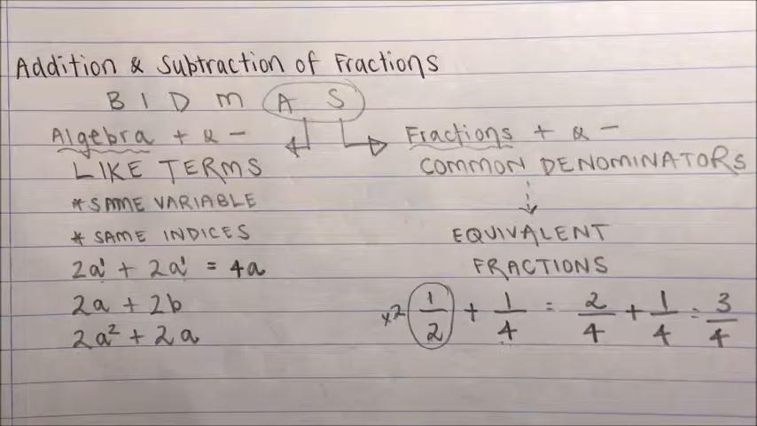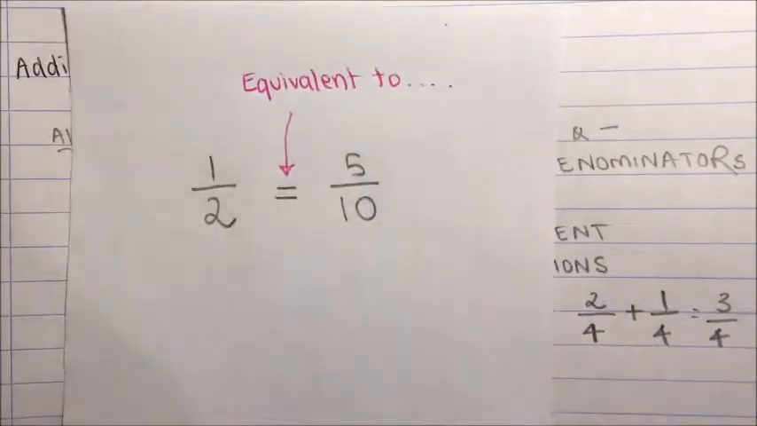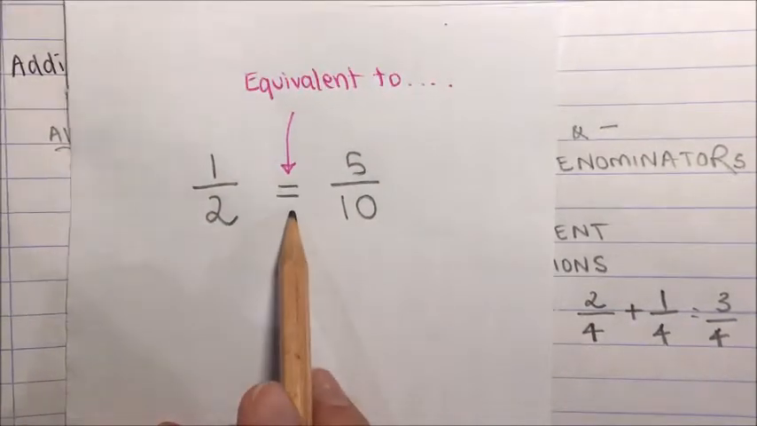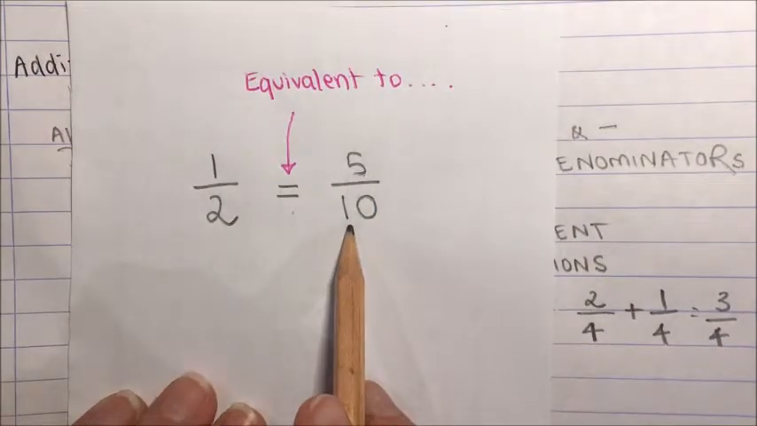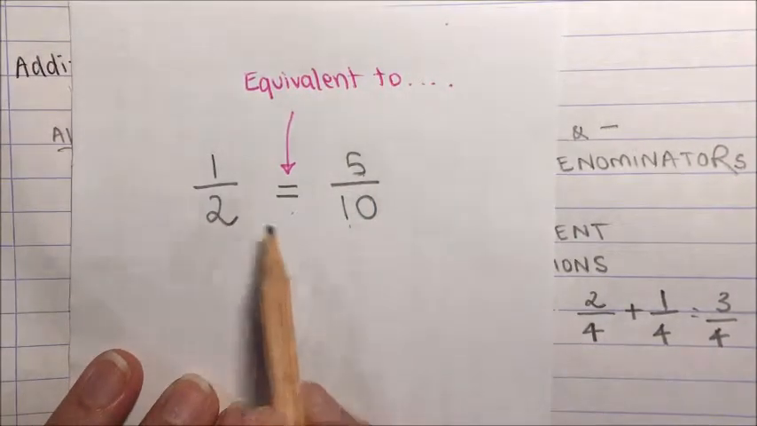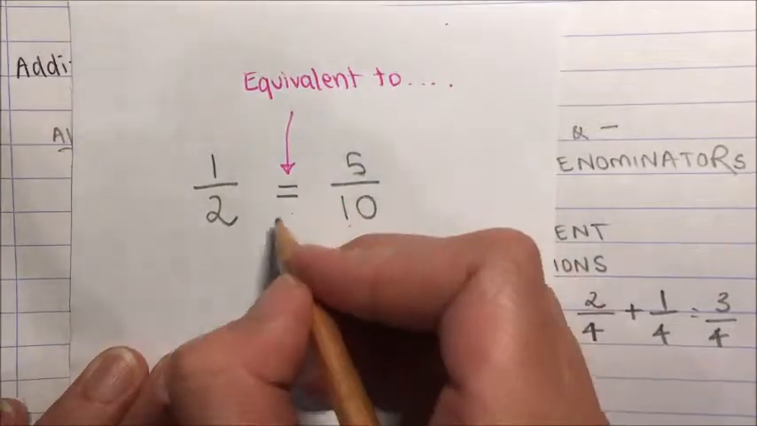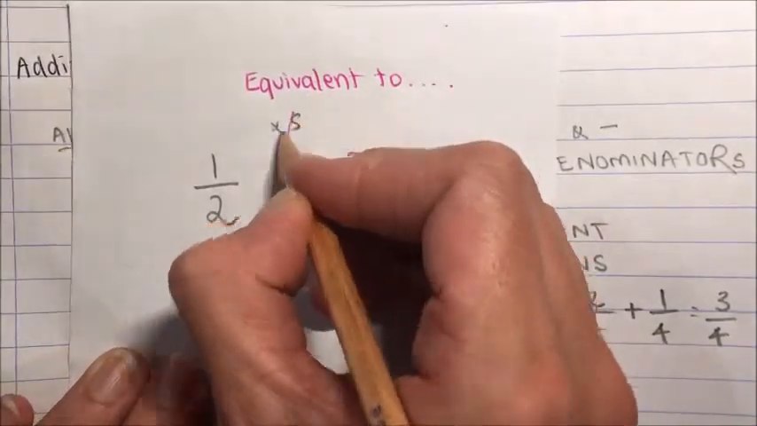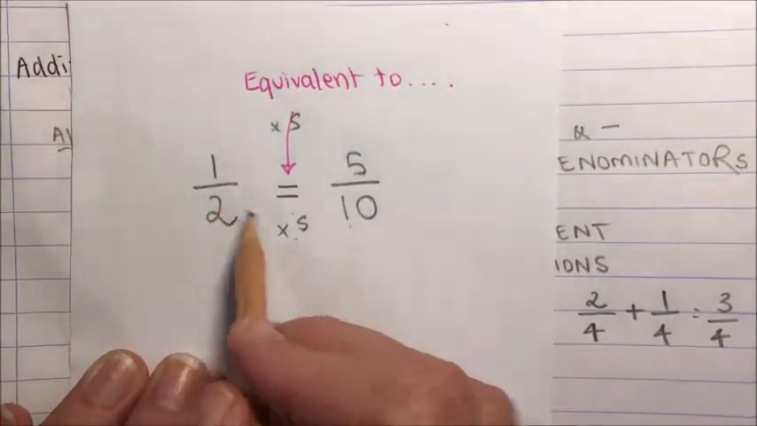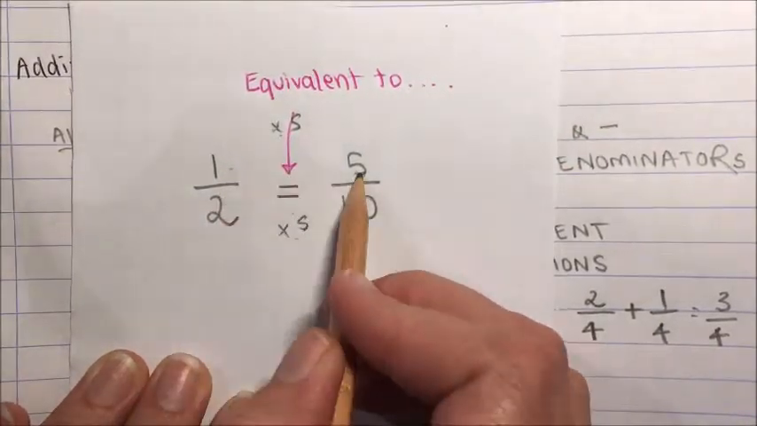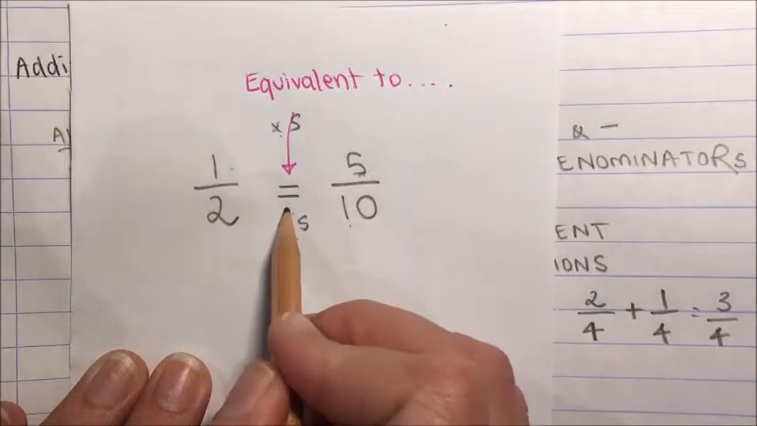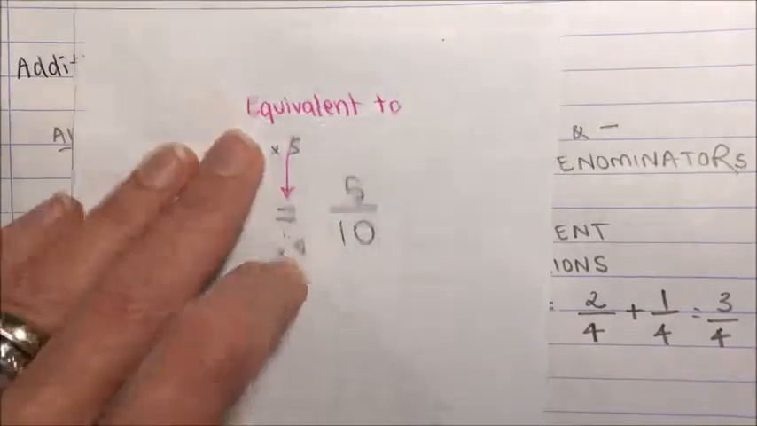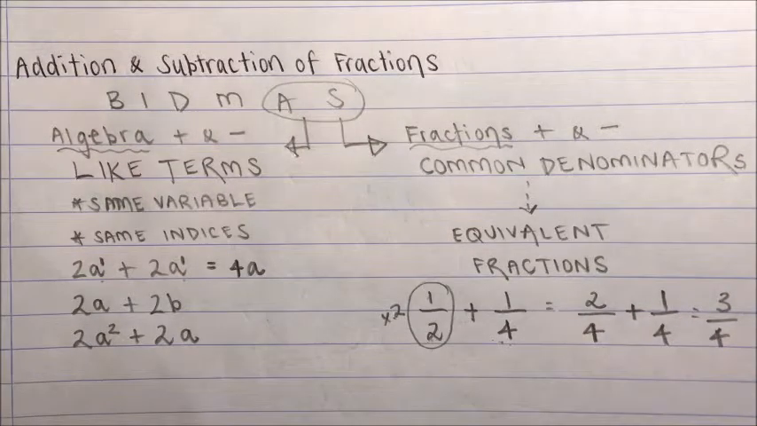So there's also that little reminder. 1/2 is equivalent to 5/10. What I do here: 2 times 5 is 10, and 1 times 5 is 5. So what I've done to the bottom, I have to do to the top if I'm going to make equivalent fractions. That's really important because now we're going to start adding and subtracting fractions.